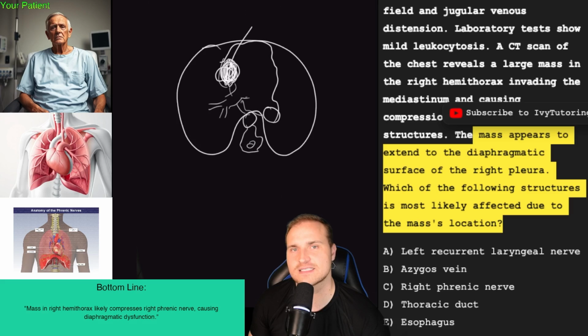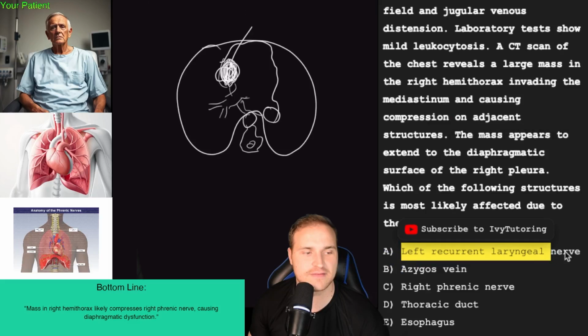The mass effects are, for the phrenic, it would be associated with diaphragmatic paralysis. You could see recurrent laryngeal problems like hoarseness. The azygos would have venous congestion, and the thoracic duct would be chylothorax. That'd be a left-sided issue, though. So the mass is on the right. It's compressing the mediastinum and the diaphragm, and so it's just going to be that phrenic nerve.